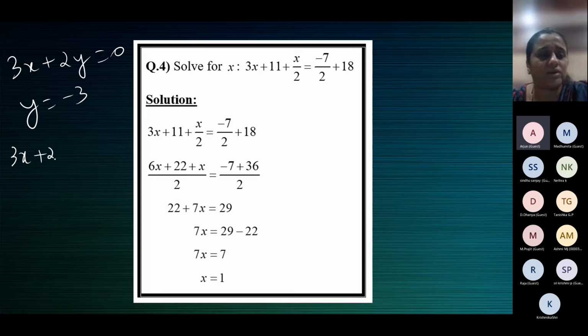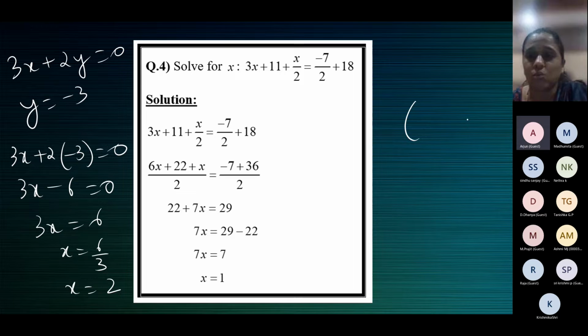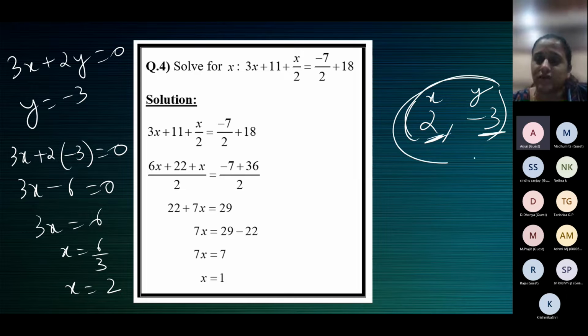So 3x plus 2 into minus 3 is equal to 0. 3x minus 6 is equal to 0. 3x is equal to 6. x is equal to 6 by 3. x is equal to 2. So when y is minus 3, x is 2. See, it's an ordered pair, so write the x value first and then the y value: (2, -3). This is one of the many solutions of this equation. Like this, you can find so many solutions.